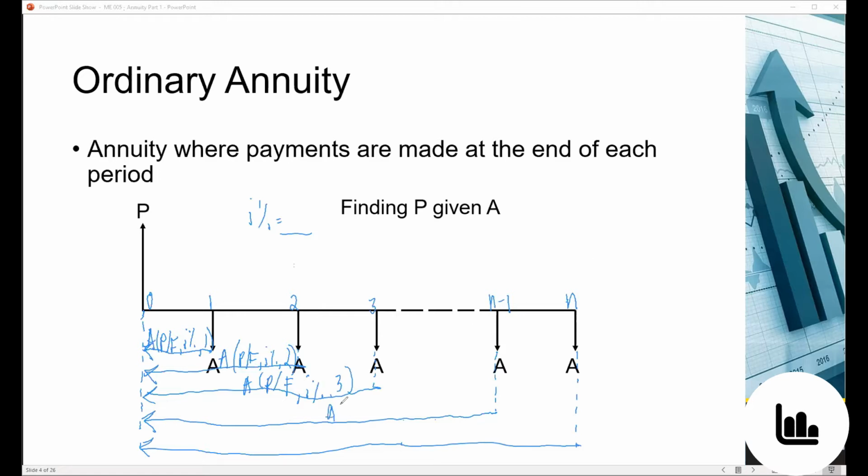So, this will be a P given F, i, N minus 1. Tapos ito A, P given F, i, N. Okay? So if we use this and we get the equation of value at this focal point, period 0, ano mangyayari sa atin? Okay?